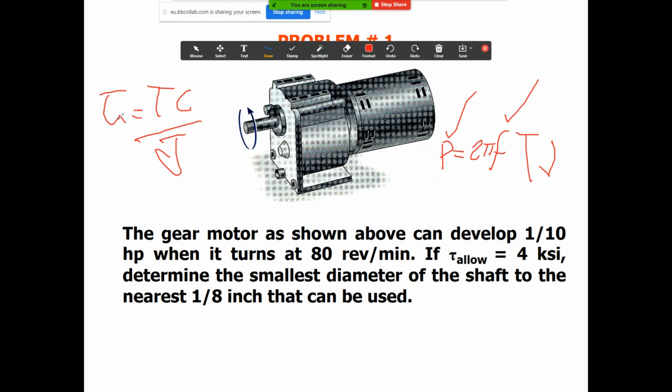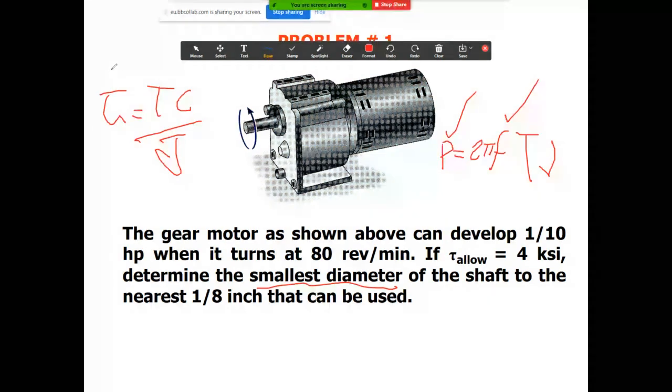Now, in order to calculate the maximum shear stresses, the C should be the radius of the shaft, and T will be calculated from here, and this G will be calculated from the property, which is not given. This is what they want us to find, okay? And also the R can be represented as the unknown. So he gives us what will be the allowable shear stresses.